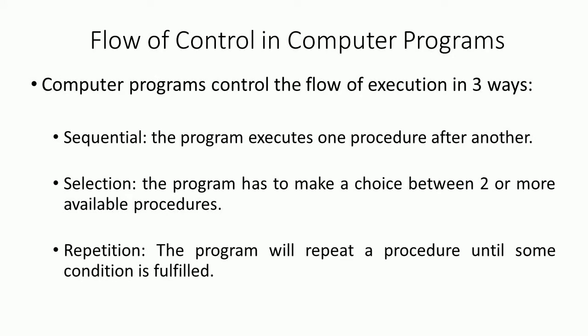Computer programs control the flow of execution in 3 ways. Sequential, the program executes one procedure after another. Selection, the program has to make a choice between 2 or more available procedures. Repetition, the program will repeat a procedure until some condition is fulfilled. Flow of control in computer programs.